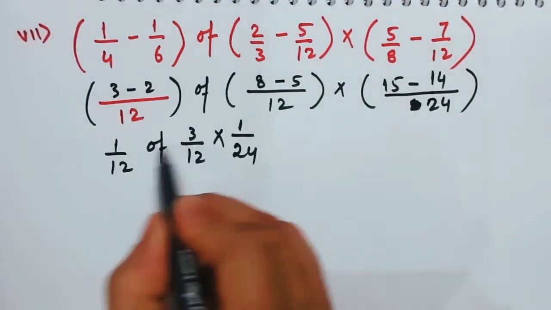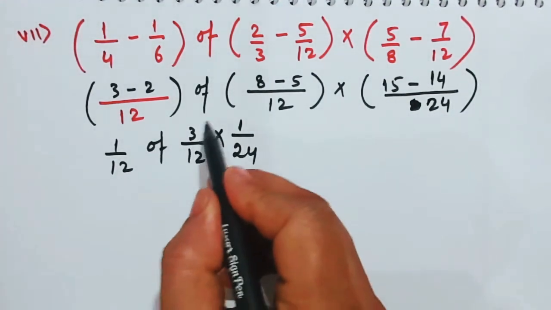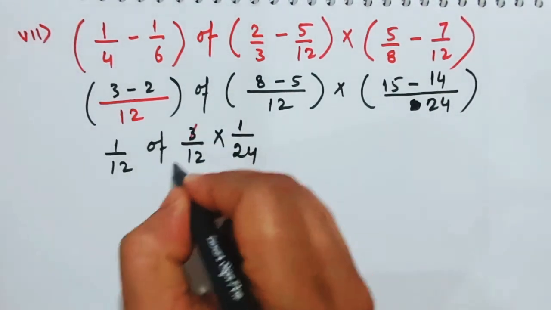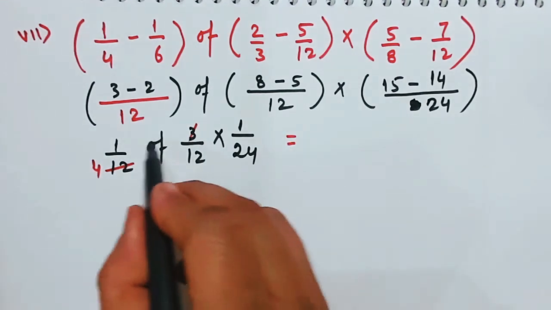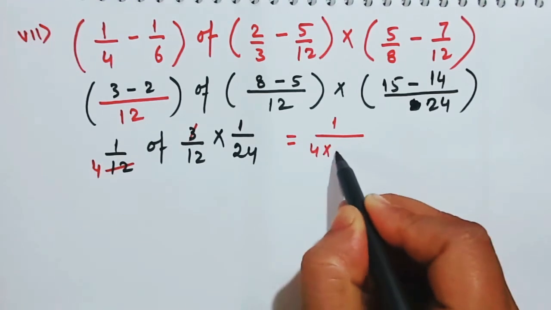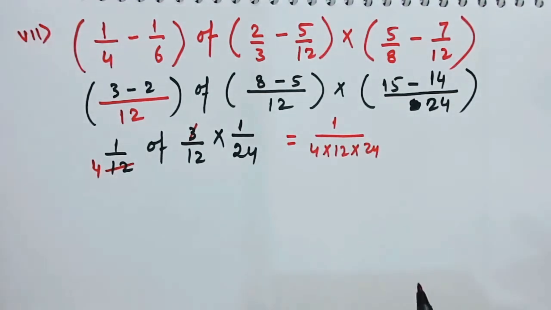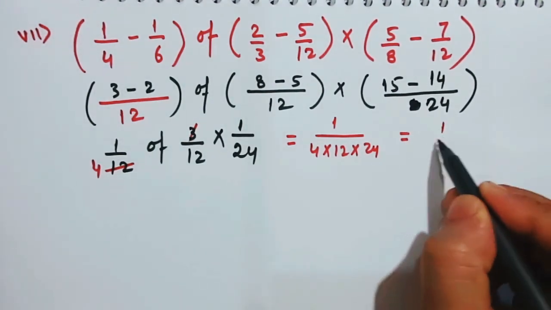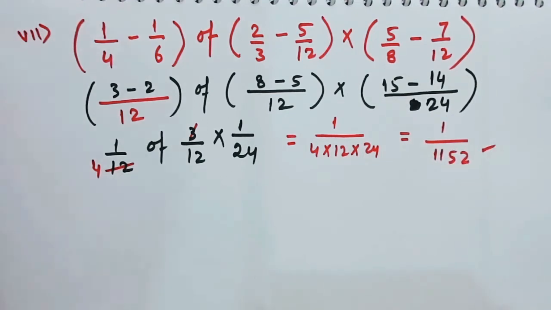But see, his brother is only here. So you can cancel anyone at any time. So have a look. 3 4s are 12. So 3 4s are 12, what does it mean? Here on the top you have 1 and here you have 4 times 12 times 24. So 4 times 12 times 24 will give you 1 by 1152.